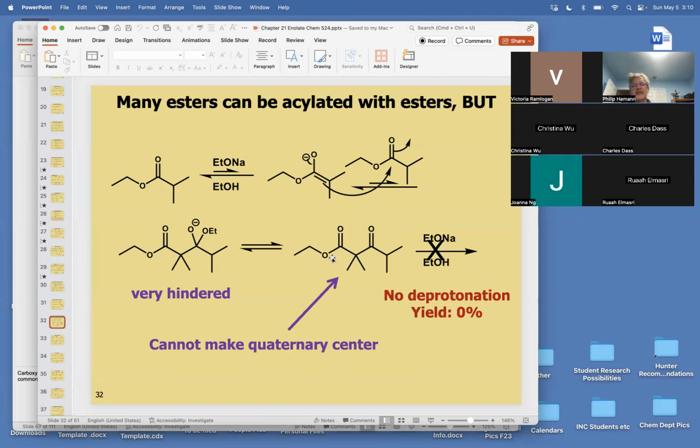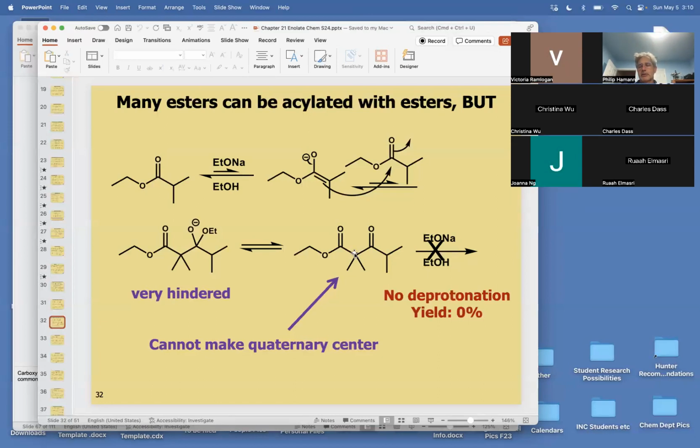You might be able to detect the product, but it'll be at very low concentration, and it won't change because it's an unfavorable equilibrium. Okay, so you can't make a quaternary carbon here in the middle.